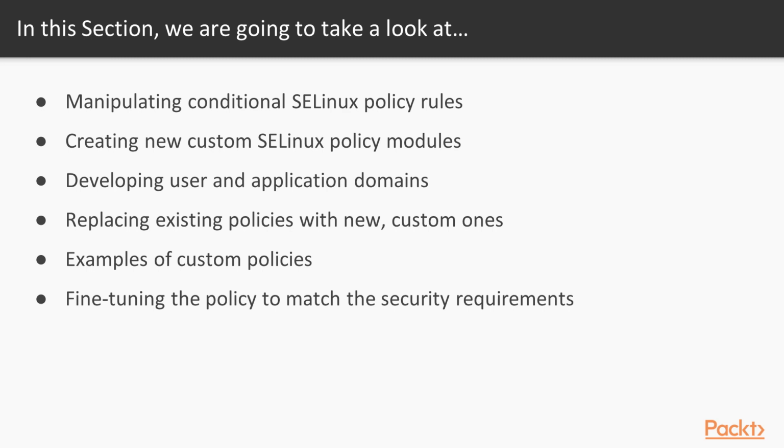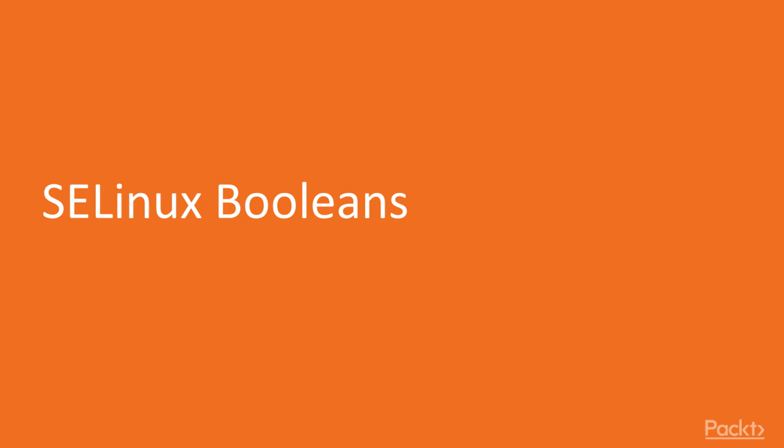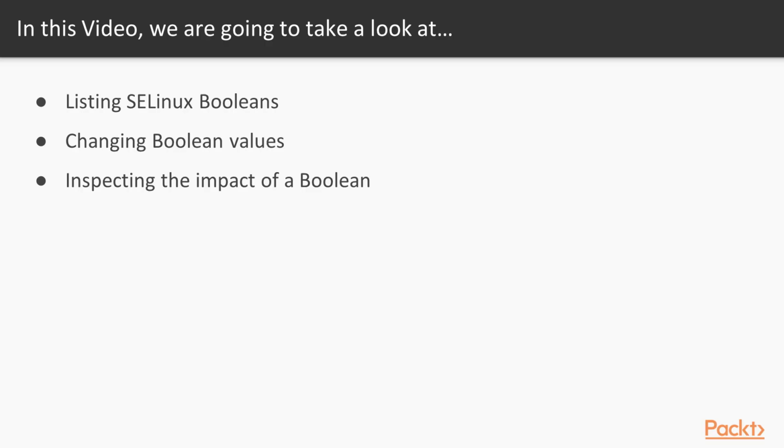Then we'll see how to replace existing policies with new, custom ones. We'll end this section with a few examples of custom policies that augment our SELinux experience, and fine-tune the policy to match the security requirements that the administrator has in mind. Now we move on to the first video of this section that deals with SELinux Booleans. In this video we'll learn to list SELinux Booleans, and to change Boolean values. Then we'll inspect the impact of a Boolean.